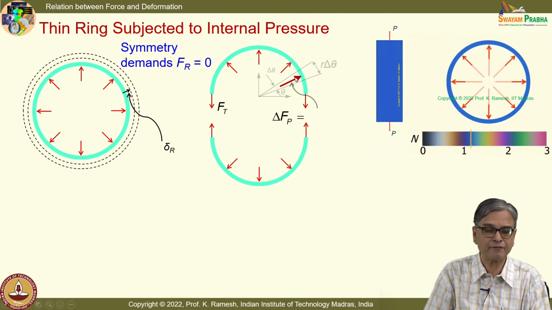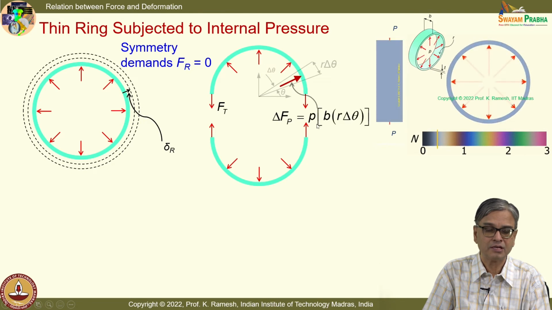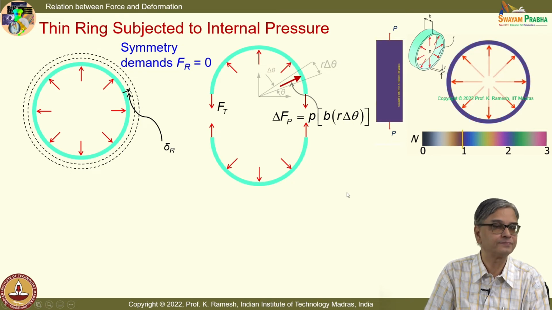I have a force represented here. I call this delta Fp. You have to write what is delta Fp. I have the internal pressure given as P, and we have taken a thin ring of width B. So, I have this as pressure into area, that is a force.